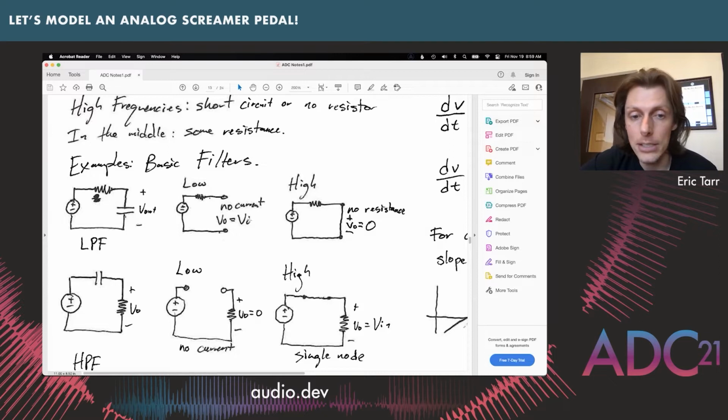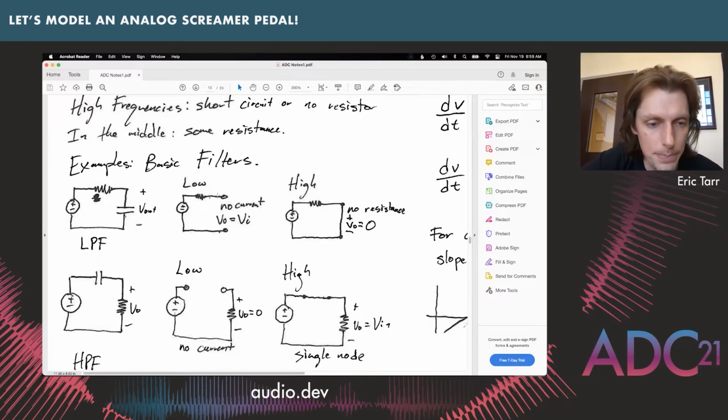So for low frequencies, our input goes straight to our output. And as we move up to high frequencies, our voltage at our output goes down to 0. So this is a way that you can create a low pass filter, because you pass the lows and you cut the highs as part of it.